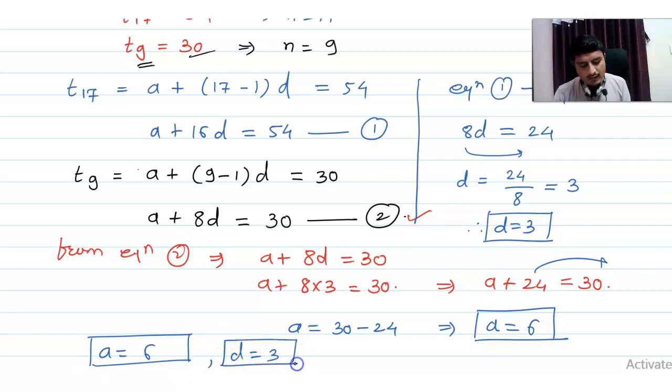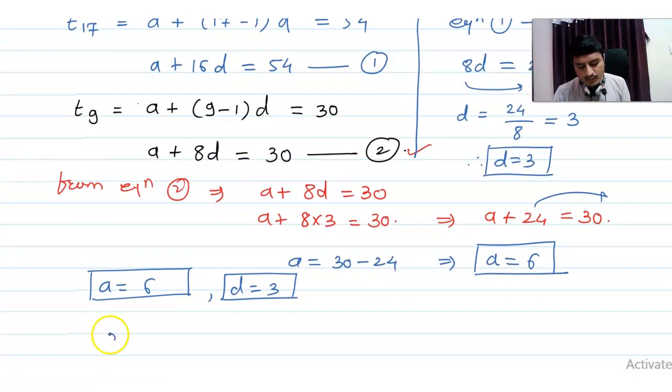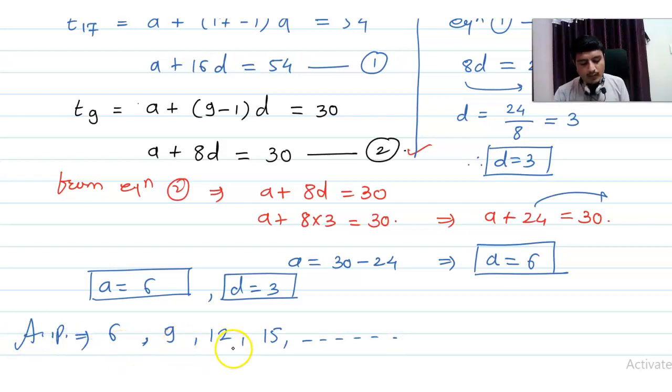So we can write the AP whose first term is 6. So 6 plus 3 becomes 9, the second term. Now 9 plus 3 becomes 12, the third term of the AP, and 12 plus 3 is 15, the fourth term, and so on. So we can write the AP of the form 6, 9, 12, 15, and so on.